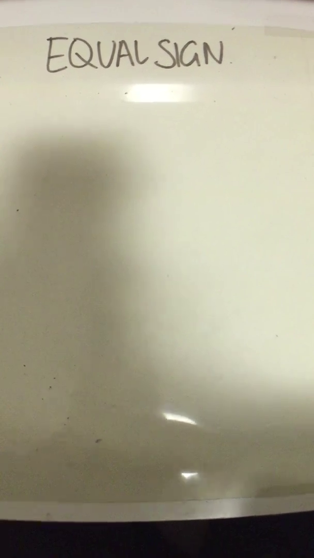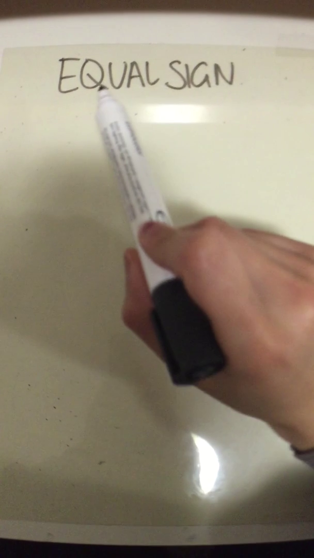Hi, so this video will be talking about the equal sign. To start off, what does it actually mean? The equal sign is a symbol used to show something is equal to or the same as something else.